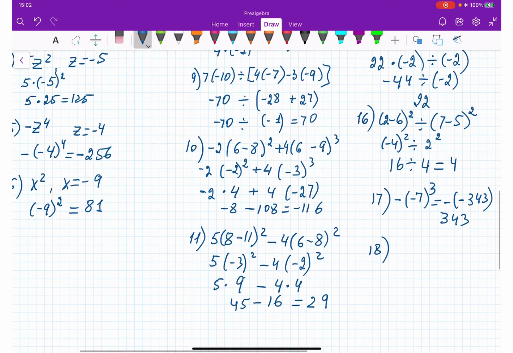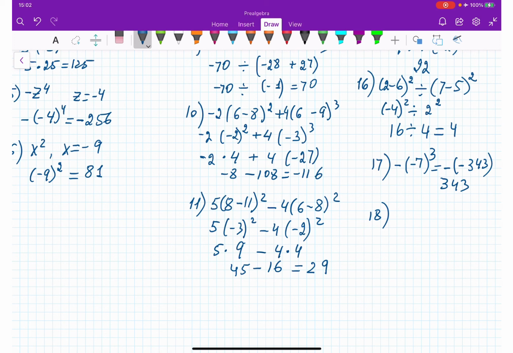Number 18. 7 squared minus 3 minus 2 cubed. And that is going to be 7 squared is 49 minus 3 minus 8, 2 cubed is 8, right? And then 49 minus, here will be negative 5, right? And then we end up with 49 plus 5. It's going to be 54.